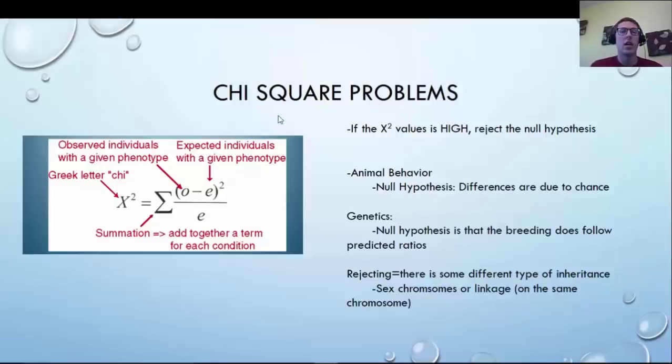In a genetics problem, you're going to set the expected to whatever ratio you would get from the Punnett square. They could use sex linkage, where you have to set up the X and Y and the X and the X. They could use a regular or a dihybrid cross, where it's 9 to 3 to 3 to 1. Just remember, if the chi-square is high, reject the null hypothesis.